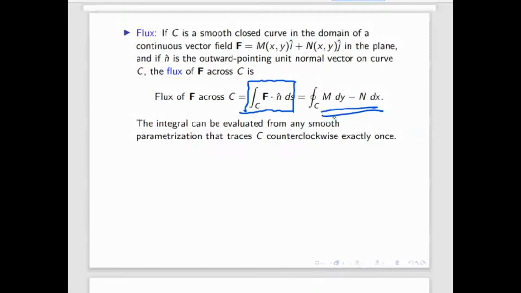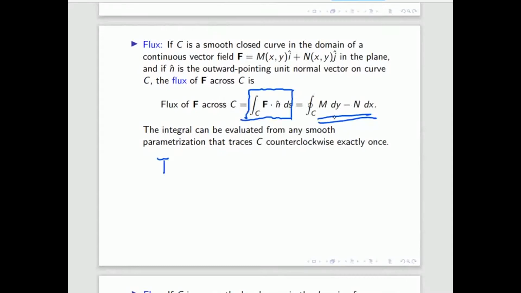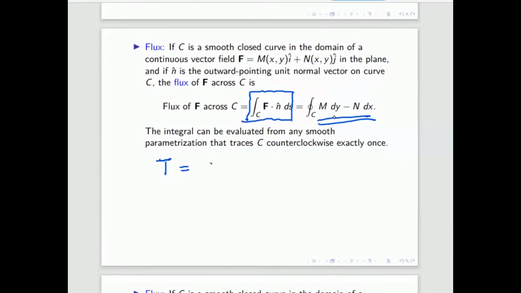So what is the tangent capital T? If it is one parametric representation, what is the formula for capital T in terms of arc length? Just now we have seen the formula for capital T. Capital T is the unit tangent, dr by dt by dr by ds. Yes, it is dr by ds.